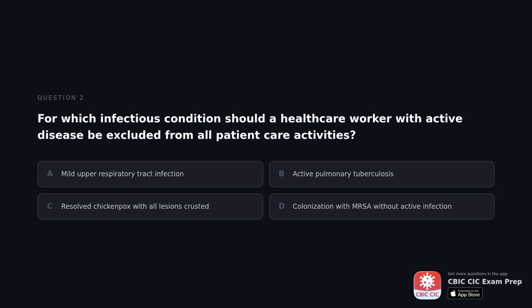For which infectious condition should a healthcare worker with active disease be excluded from all patient care activities? A. Mild upper respiratory tract infection. B. Active pulmonary tuberculosis. C. Resolved chickenpox with all lesions crusted. D. Colonization with MRSA without active infection.